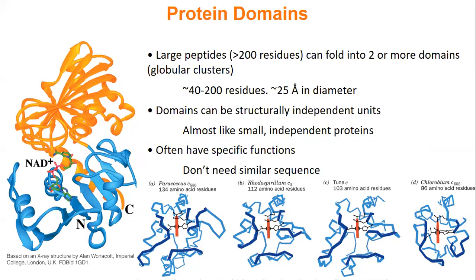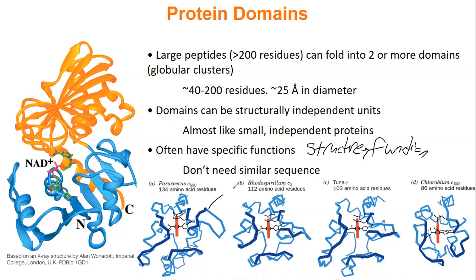And for domains, the structure will usually define its function. This is something I want to talk about in general. If you want to know what something does, you need to know what it looks like. Structure will always define function, right? If you know what something looks like, you know how it works. So when it comes to domains, to understand what a domain does, we don't really care what the sequence is. We care what it looks like.